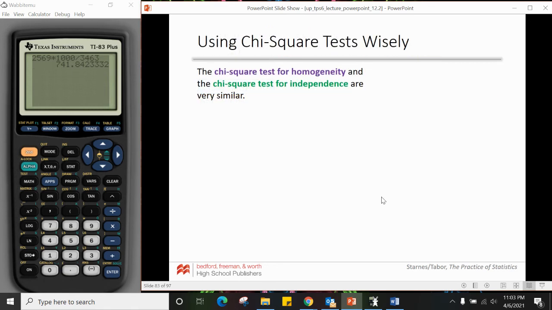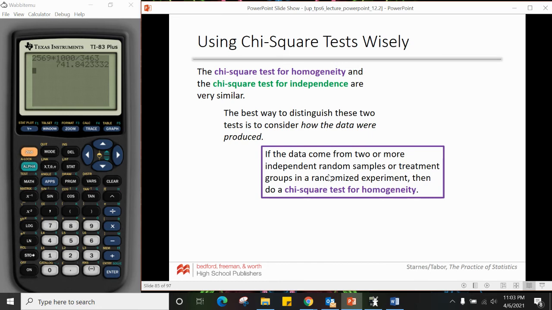So the question is when to use the chi-square test for homogeneity and when to use the chi-square test for independence. The best way to distinguish the two tests is to consider how the data were produced. If the data comes from 2 or more independent random samples or treatment groups, so if it's an experiment with multiple groups in a randomized experiment, then do a chi-square test for homogeneity. Right? Because you're going to see if these groups are the same or not.